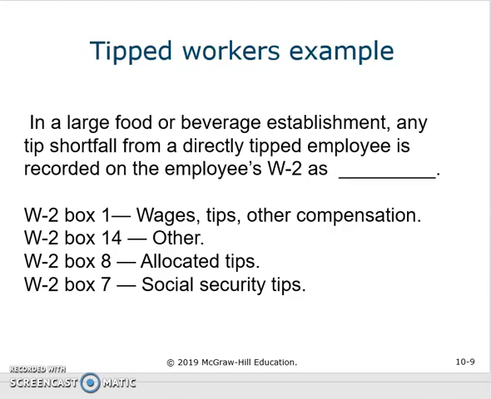So let's take a look at an example. In a large food or beverage establishment, any tip shortfall from a directly tipped employee is recorded on the employee's W-2, and the correct answer would be W-2, box 8, which is allocated tips.